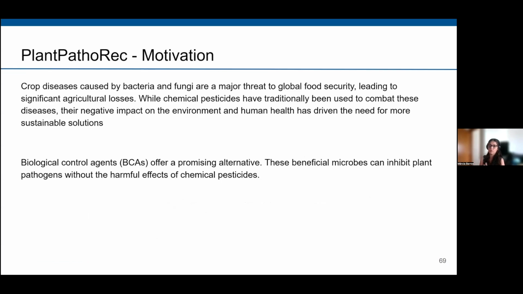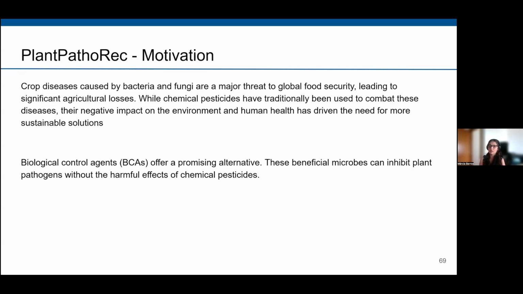So the motivation for this work was that crop diseases are caused by bacteria and by fungi, and this is a major threat to global food security, and this leads to a lot of agricultural losses. And of course, there are a lot of chemical pesticides being used, which are not very good for the environment and for our health.